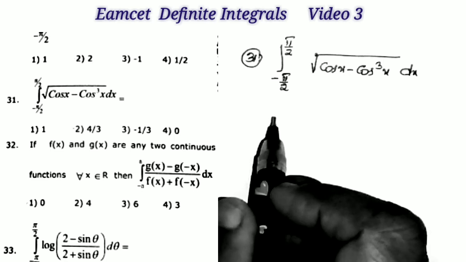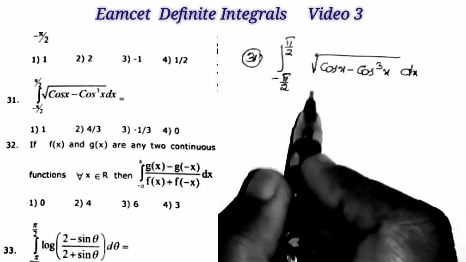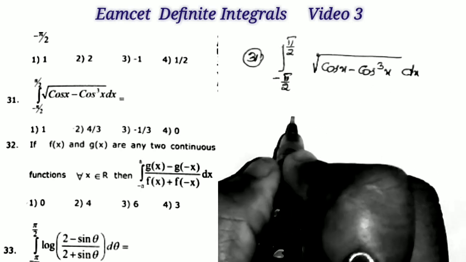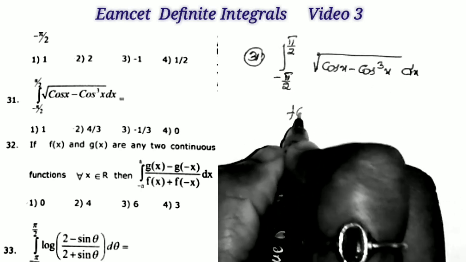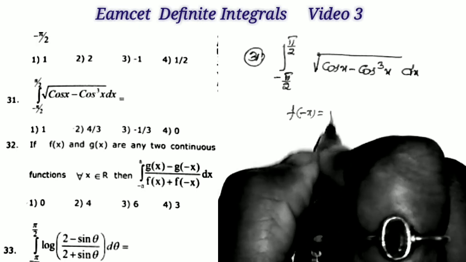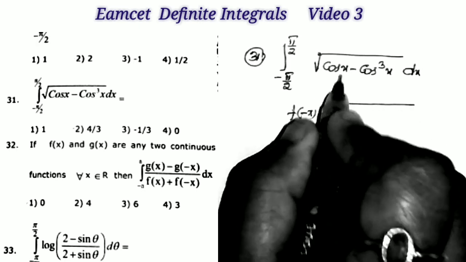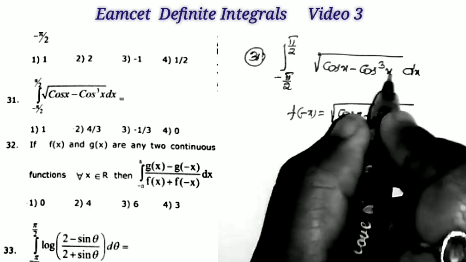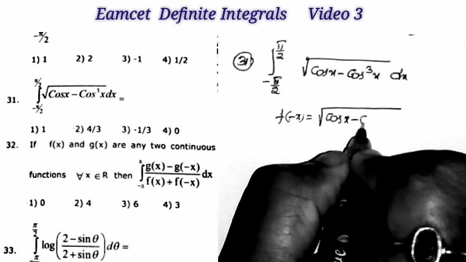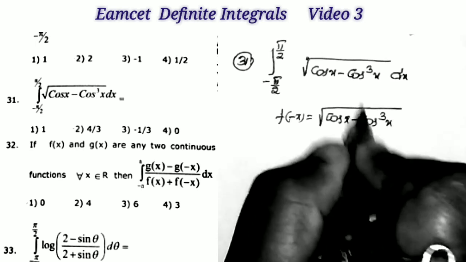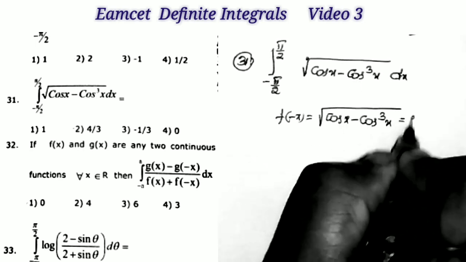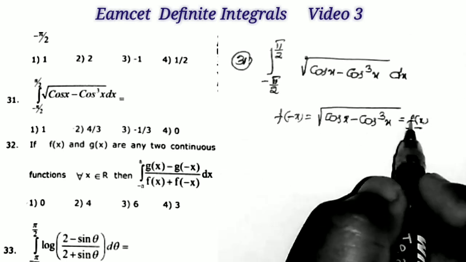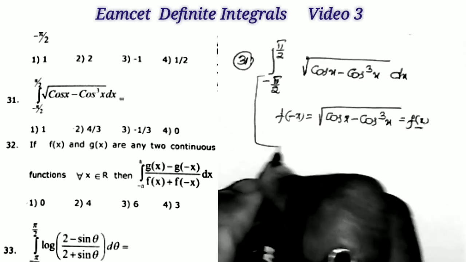Next problem, sum number 31: integral from minus pi by 2 to pi by 2 of square root of cos x minus cos cube x into dx. Here also, first I check whether it is an even function or an odd function. So f of minus x is equal to cos of minus x minus cos cube of minus x. Already we know that cos of minus x is equal to cos x. So this becomes square root of cos x minus cos cube x, which is equal to f of x. So f of minus x is equal to f of x, which means this is an even function.